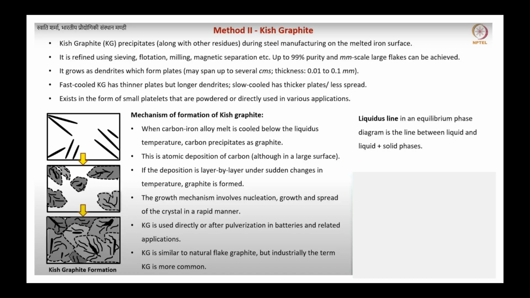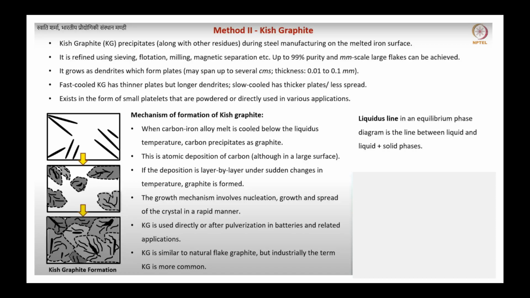Yeah, so let's discuss where it actually forms. So in this slide, you can see the Kish graphite. The Kish graphite usually precipitates during steel manufacturing on the melted iron surface along with other residues. It is basically refined using sieving, flotation, milling, magnetic separation. So many methods are there by which you can refine it, up to 99% purity, and large scale flakes can be achieved. So yeah, you can achieve a very high purity graphite.